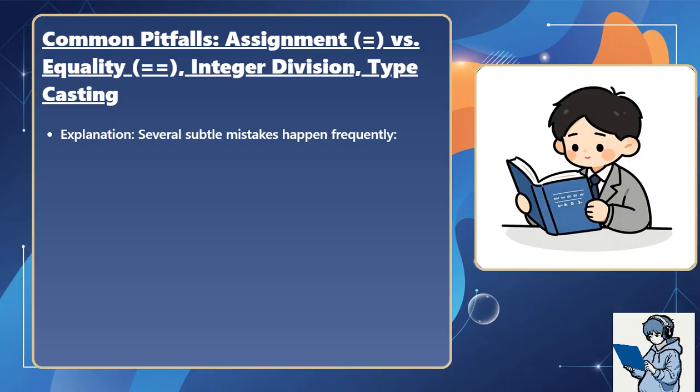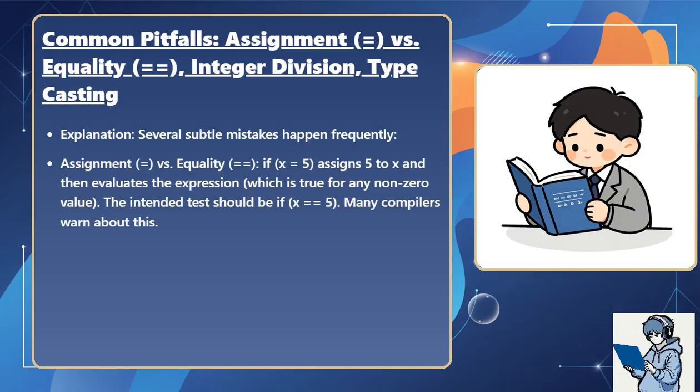Common mistakes: several subtle mistakes happen frequently. Assignment = versus equality ==. if (x = 5) assigns 5 to x and then evaluates the expression, which is true for any non-zero value. The intended test should be if (x == 5). Many compilers warn about this.